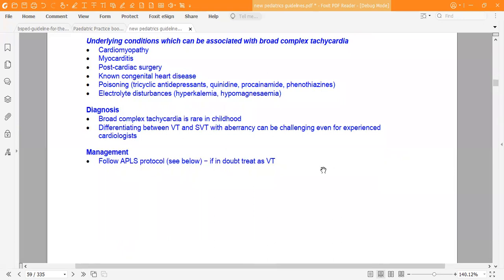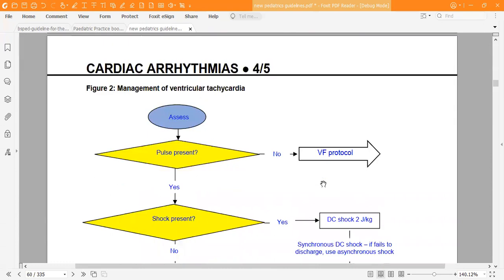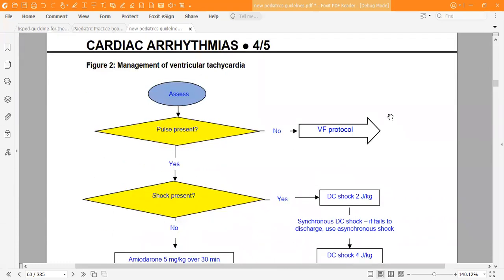The diagnosis is going to be broad complex tachycardia, and it's going to be rare in childhood. Differentiating between VT and SVT with aberrancy can be challenging even for experienced cardiologists. How can we manage in this situation? Again, we have to follow the advanced pediatric life support protocol. If in doubt, treat as ventricular tachycardia. So here, in the next page, we have the pathway for how we can manage ventricular tachycardia.